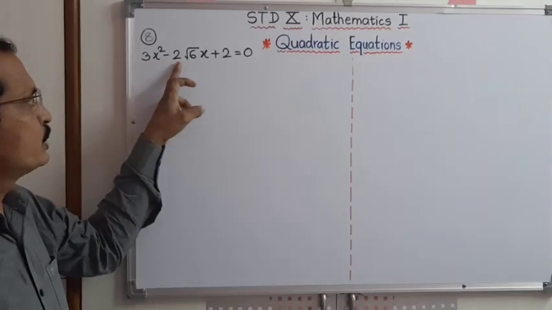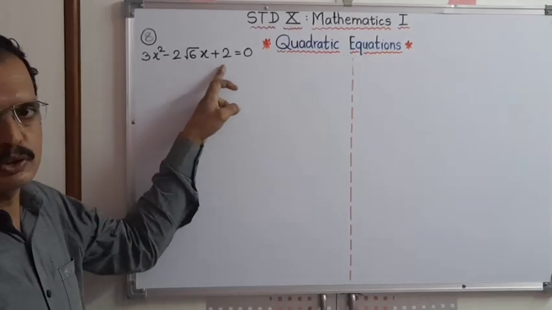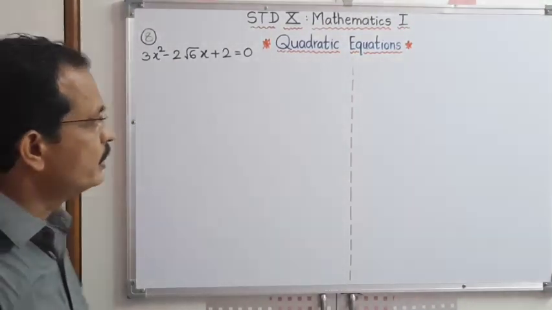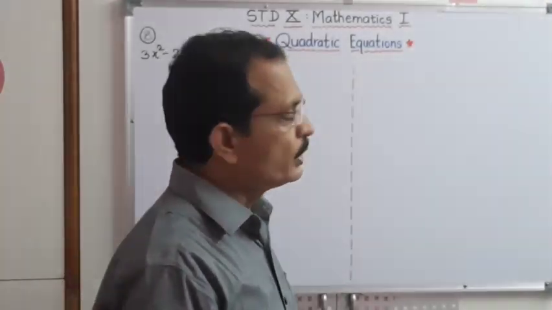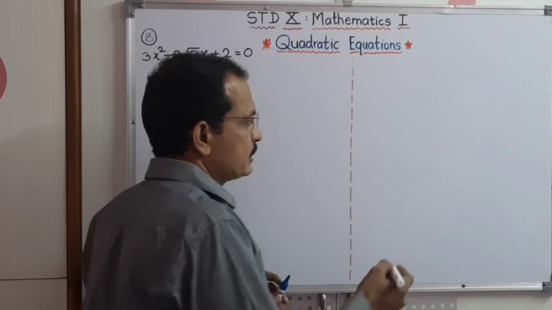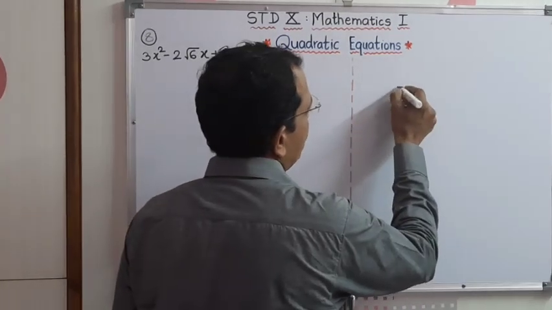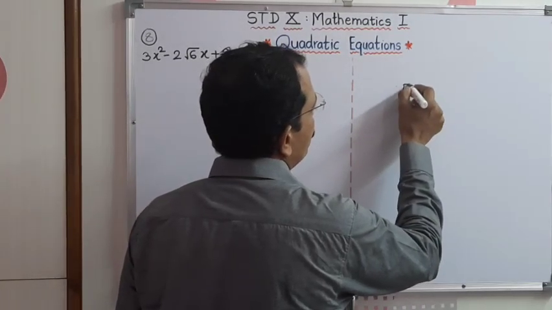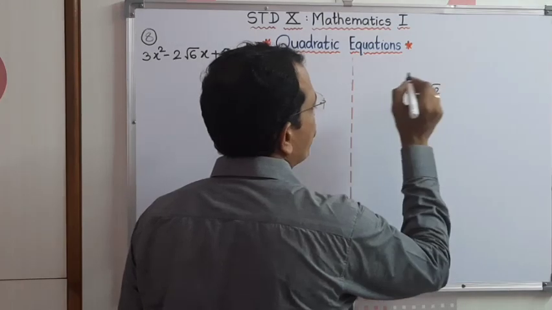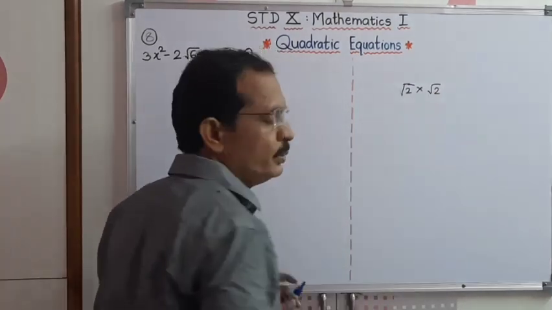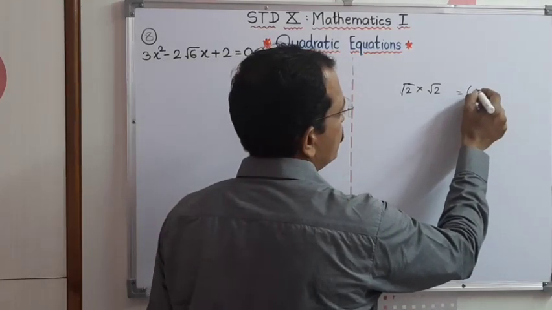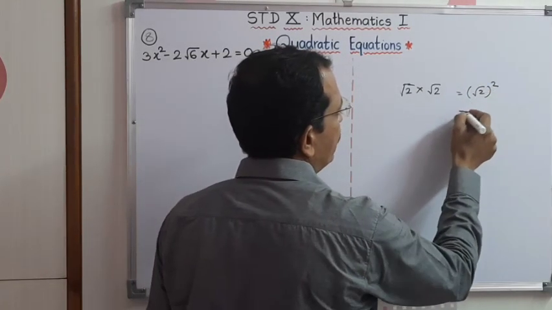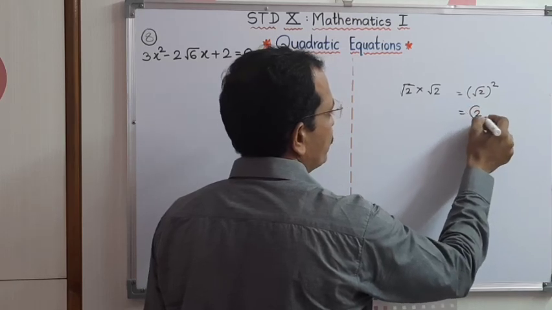3x square minus 2 root 6 x plus 2 equal to 0. Dear student, to understand this sum, we have to learn some basic concepts here. Suppose I write here root 2 into root 2. What is the answer of this? That means it is root 2 square and it is 2.